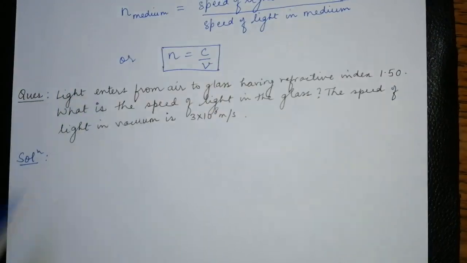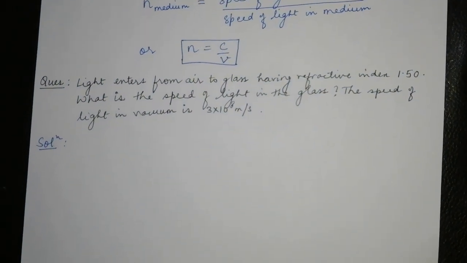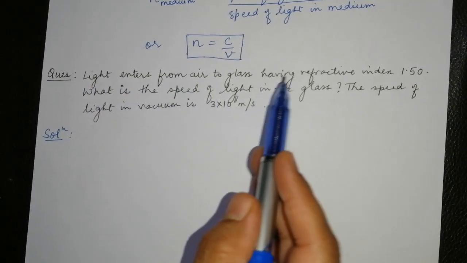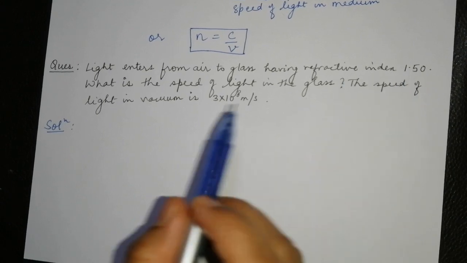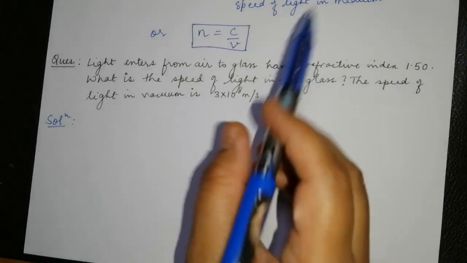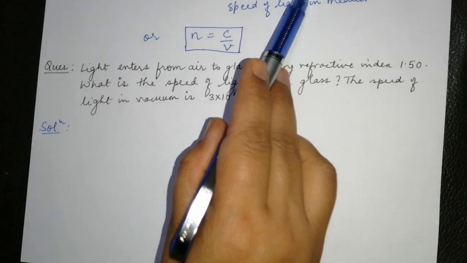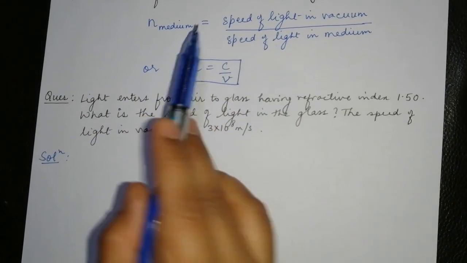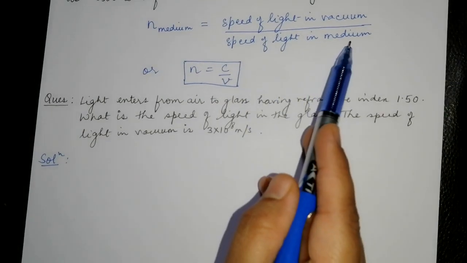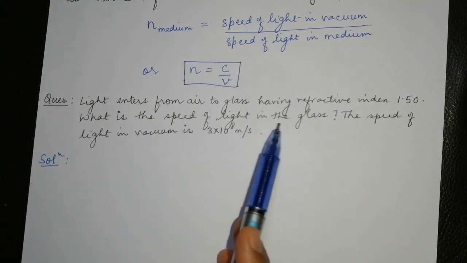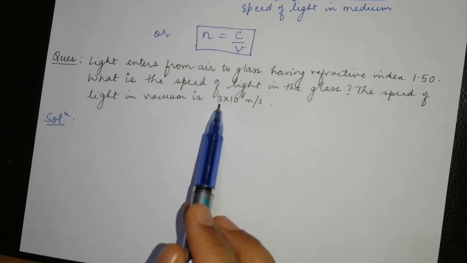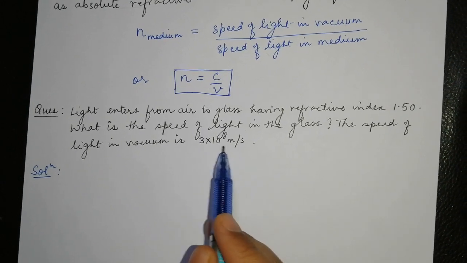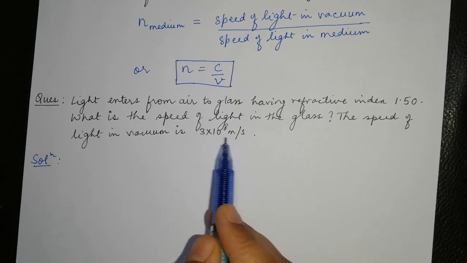So to start with, light enters from air to glass having refractive index 1.5. What is the speed of light in the glass? We are already familiar with this. If we know the value of the refractive index, we can always find the speed of light in that particular medium. The speed of light in vacuum is given to be 3 into 10 power 8 meter per second. In the exam, this value may or may not be given, so you have to remember this value.